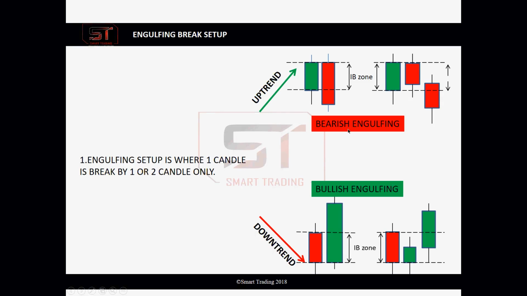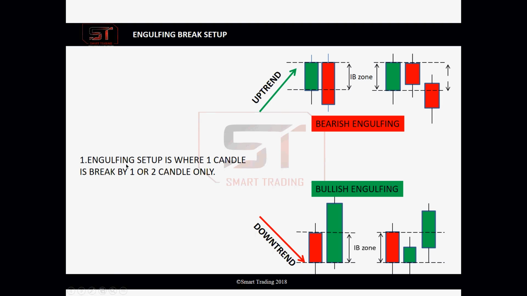So what does this mean to us? A bearish engulfing means that this is the end of the uptrend, and after this the market is going to go down, provided that the setup is not broken. We'll talk about those validities later on for confirmation.